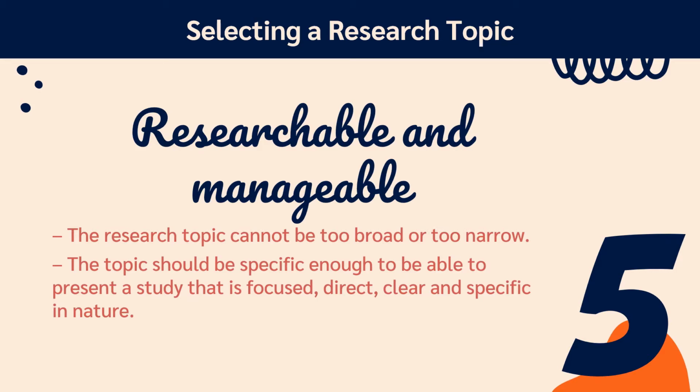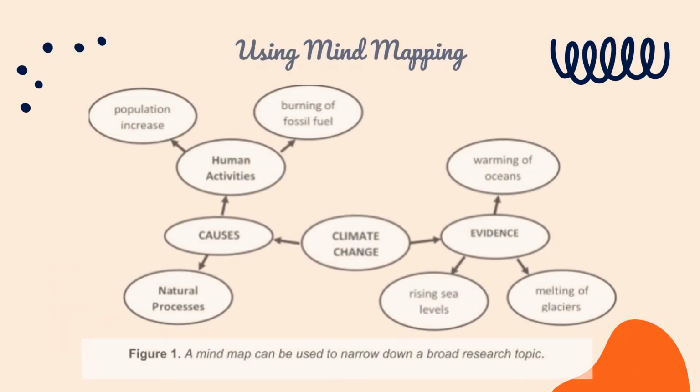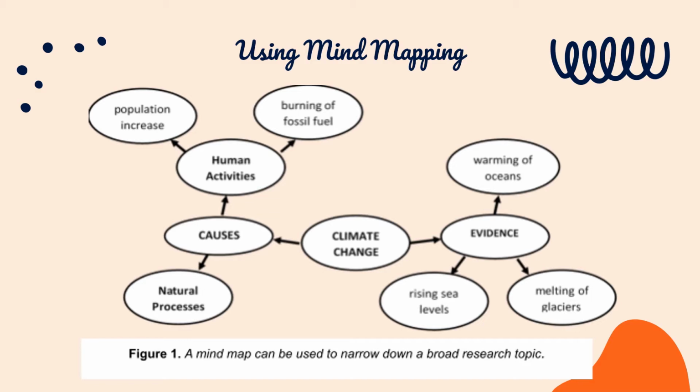Your research topic cannot be too broad or too narrow, and it should be specific enough to be able to present a study that is focused, direct, clear, and specific in nature. Now, a research topic can be narrowed down using different strategies such as mind mapping, where all related ideas are graphically connected to the broad topic, and then selecting the common ideas that the researcher wants to focus on.